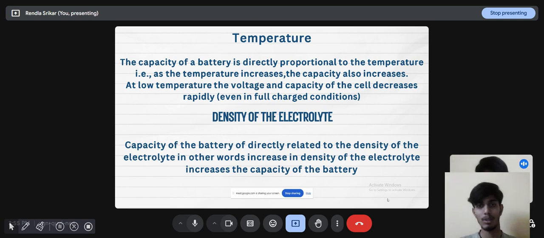Here we have two cases: at low temperature and at high temperature. In colder conditions, a higher density electrolyte must be used, and in the case where the outdoor temperature is higher, we must use batteries with lower density electrolyte.